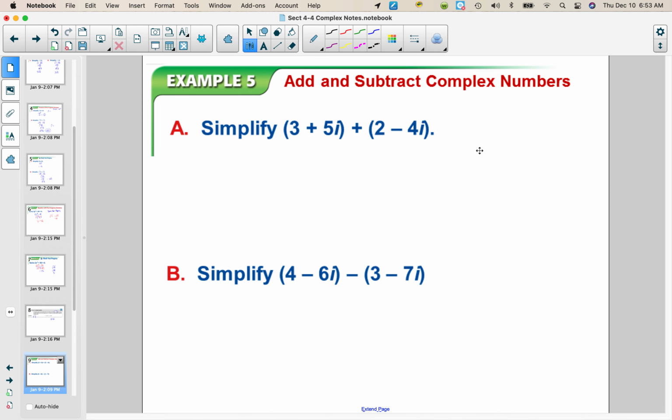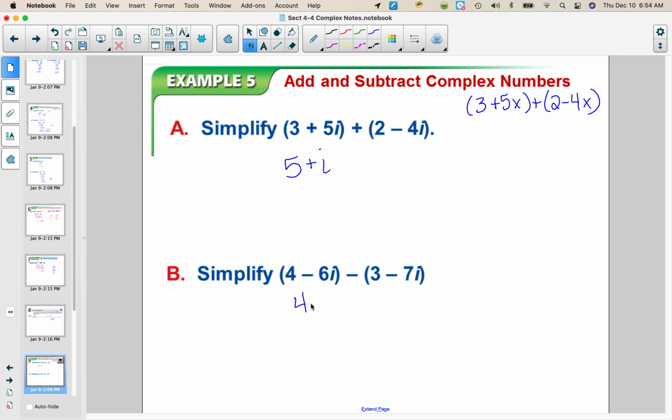So if I am asked to simplify 3 plus 5i plus 2 minus 4i, it's the same strategy as if this had been an x. Again, please don't misunderstand and think that I'm saying that the i is a variable. It's not. It's a number. It's the square root of -1. But it works the same way. So you combine like terms. Because it's a plus, I don't have to worry about the parentheses. So 3 plus 2 is 5. And a 5i plus a -4i is a 1i. So I just get 5 plus i.